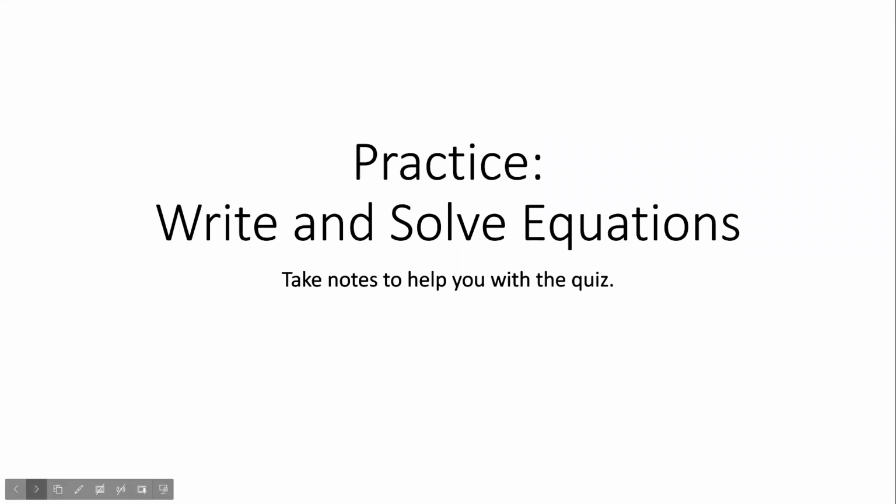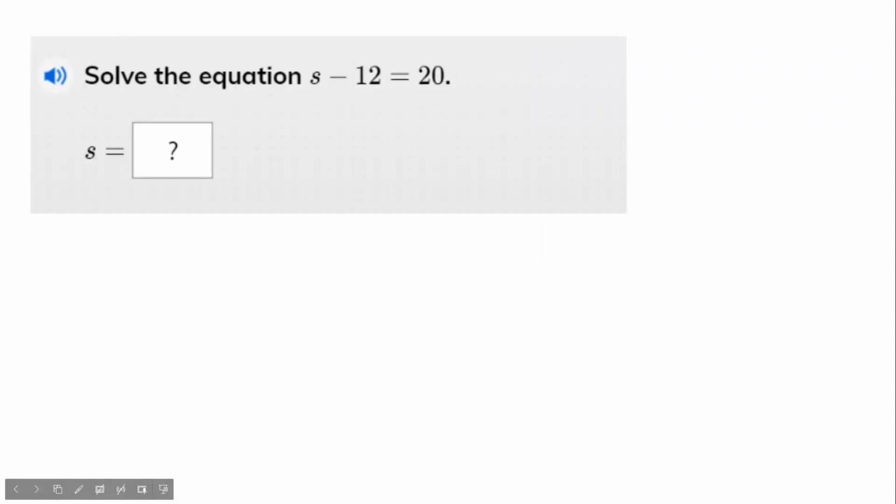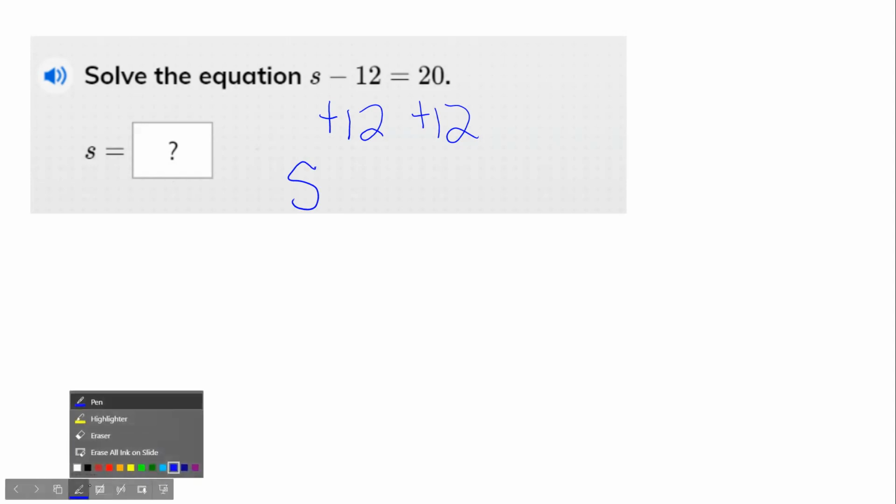Okay, and so the very first one is not so bad. Solve the equation. Some number minus 12 is equal to 20. Why don't we start off with blue? So if I add 12 to both sides of the equation, right? The opposite of negative 12 is positive 12. So those being opposite integers, they cancel each other out, right? So that means that negative 12 plus positive 12 is 0.